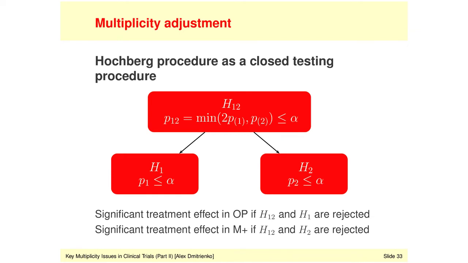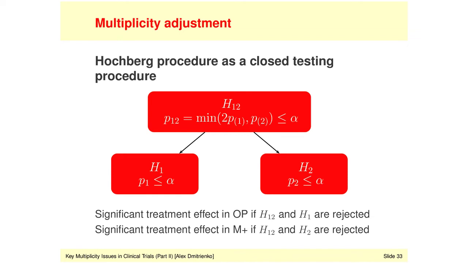Then we need to define alpha level local tests for all intersection hypotheses. It is quite straightforward to accomplish this when we focus on the original null hypotheses, because within each one of those boxes there is no multiplicity. There's only one hypothesis left, and therefore it will be sufficient, as indicated on the slide, to simply compare the corresponding p-value to the full alpha level.